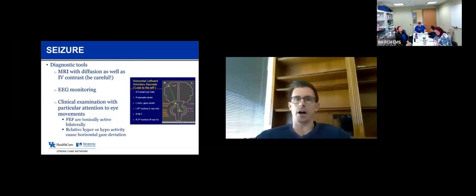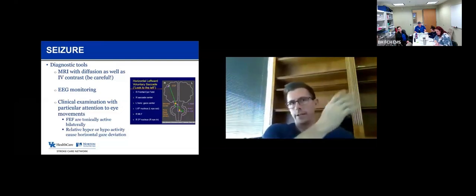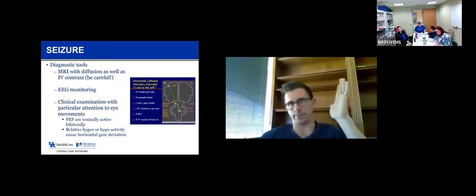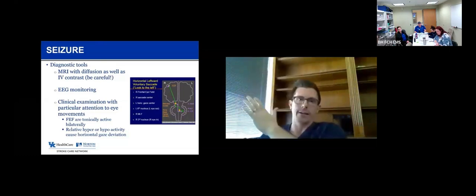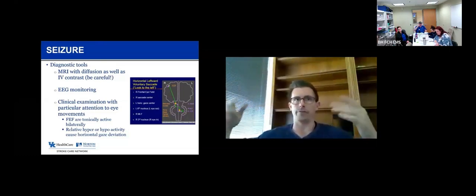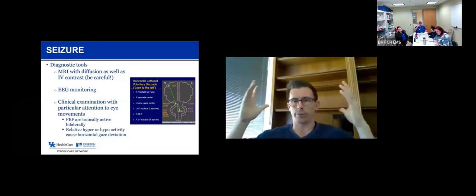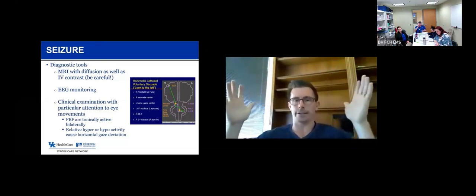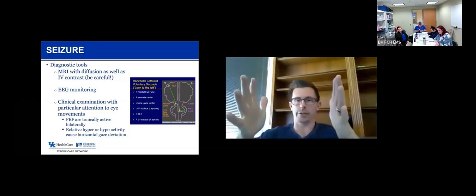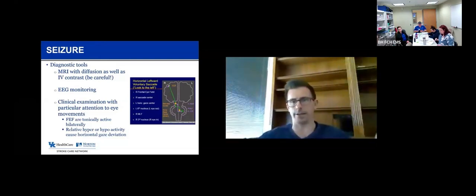The frontal eye fields are tonically active, meaning they're always active at some low level, and in the normal person, they're equally active, and so they sort of cancel each other out. The right frontal eye field is responsible for movement of both eyes to the left, and the left frontal eye field is responsible for movement of both eyes to the right. And so when, again, if you've not had a stroke or a seizure, both frontal eye fields are tonically equally active. They sort of push against each other, so to speak, and the eyes are in the midline.